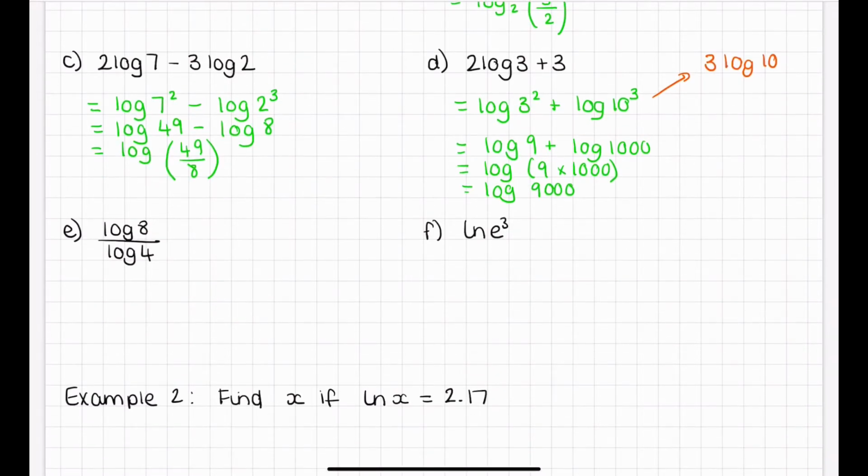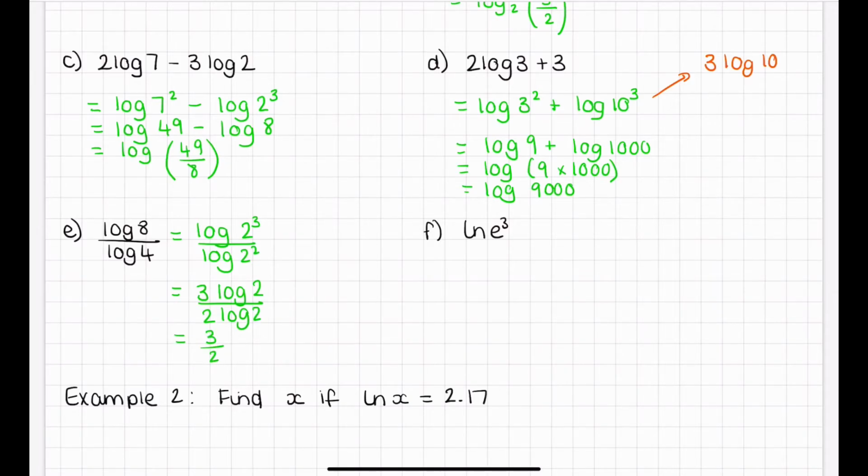E, we've got log 8 over log 4. Now to simplify this, we need to rewrite our log 8 and log 4, and this is how we're going to do that. So log 8 is going to become log 2 to the power of 3, and log 4, we're going to write that as log of 2 to the power of 2. Now if we do that, we can rewrite both parts of this fraction, and so we'll bring the 3 out the front, so 3 log 2 over 2 log 2, which means the log 2s will then cancel, and we end up with 3 over 2.